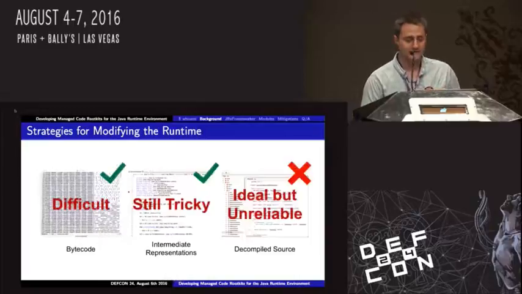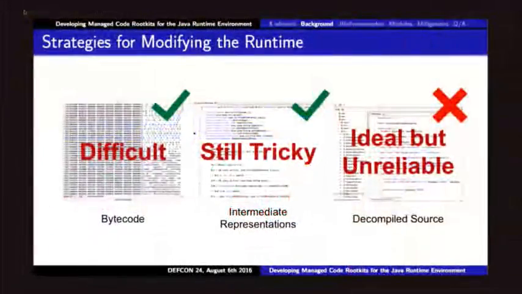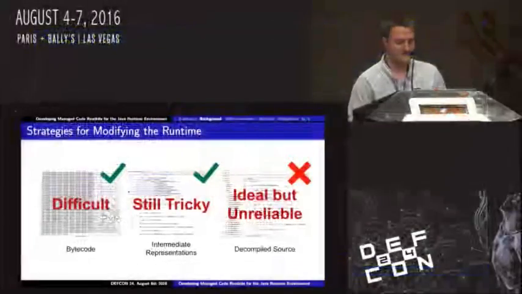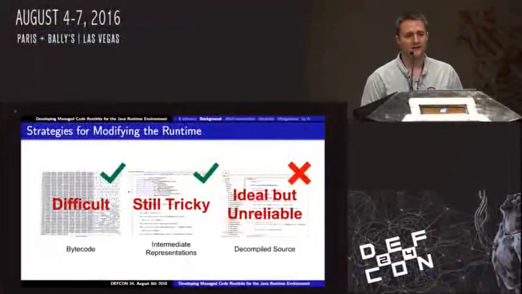Editing the bytecode works. It's a huge pain. We can't really rely on decompiled source, although we'd really like to work with that. And then working with intermediate representations was kind of my first approach, and it has been kind of proven. People have done this, but it's still tricky.